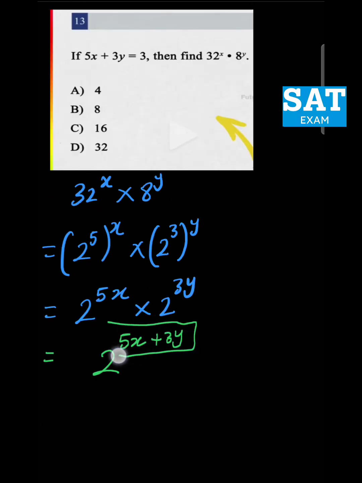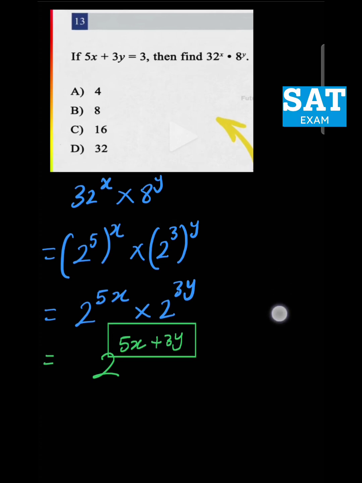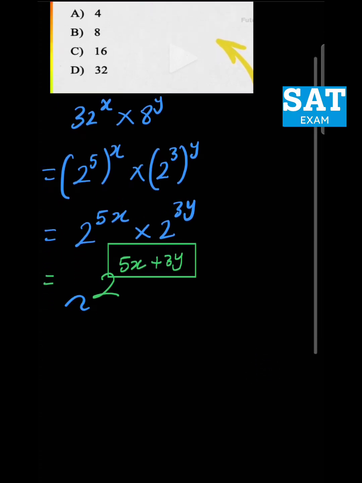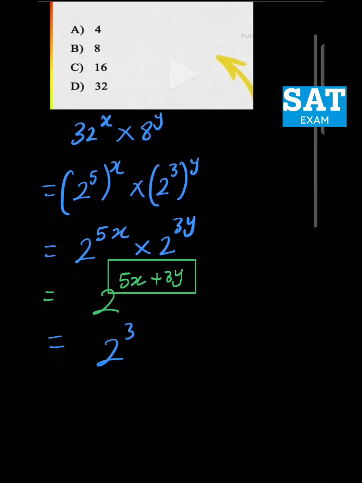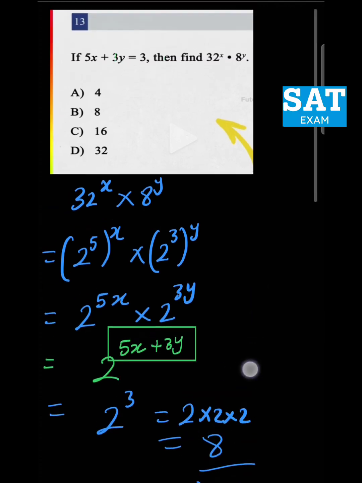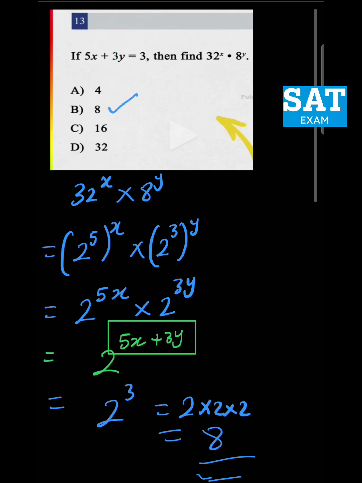But if you observe the original equation, you notice that 5x plus 3y is the same as 3. So that means anywhere we see 5x plus 3y, we're going to replace it with 3. So this is going to be 2 raised to the power of 3 from the equation. And 2 raised to the power of 3 implies 2 multiplied by 2 multiplied by 2, in 3 places, which is going to give us 8. So therefore, the correct answer is going to be option B.